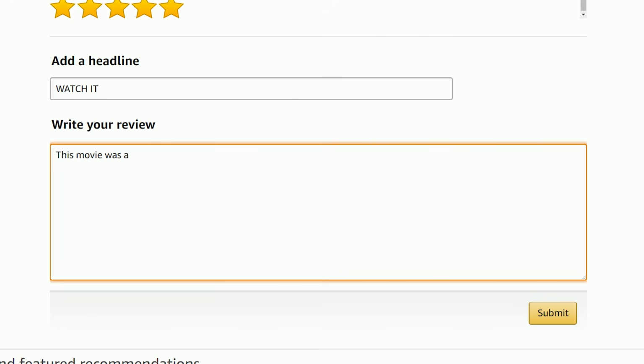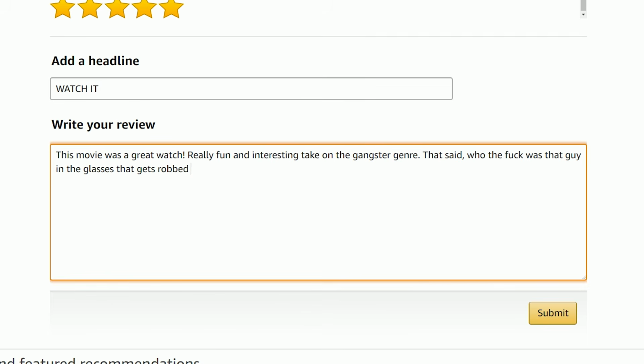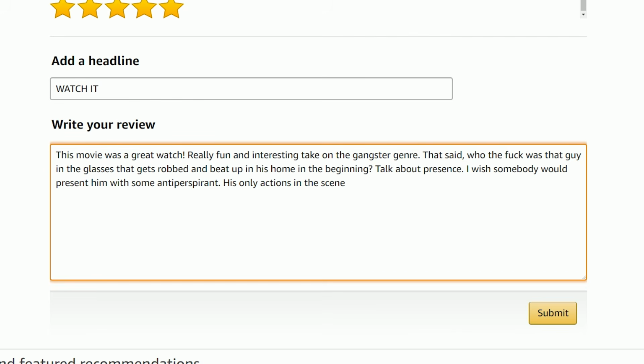Well, here's my review. This movie was a great watch. Really fun and interesting take on the gangster genre. That said, who the fuck was that guy in the glasses that gets robbed and beat up in his home in the beginning? Talk about presence. I wish somebody would present him with some antiperspirant. His only actions in the scene seemed to be sit on a couch and mumble, so why does he look like he just did 100 jumping jacks before they started filming?